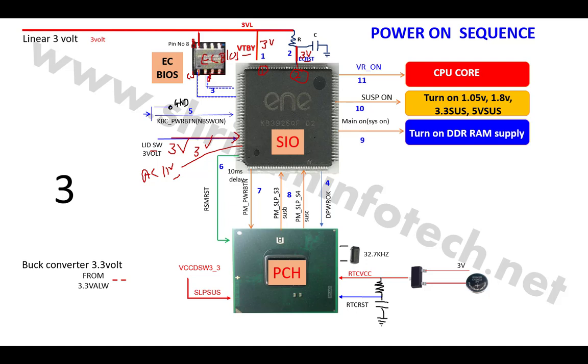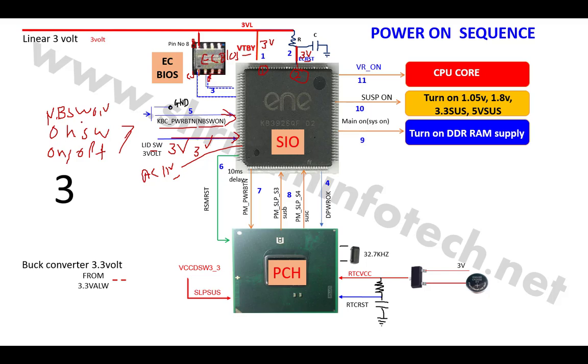Okay. After that, SIO checks, SIO waits for the power button to be pressed. There are two power buttons. One is called the input power button. This is the input power button, and this power button is called the NBSW on or KBC power button, or on off switch, or on off button, or it's called the NBSW on, like that. So these are the input pin where the 3 volt is there.